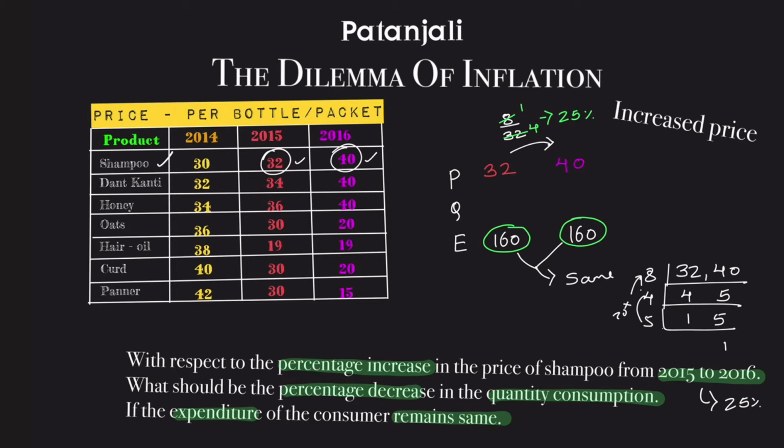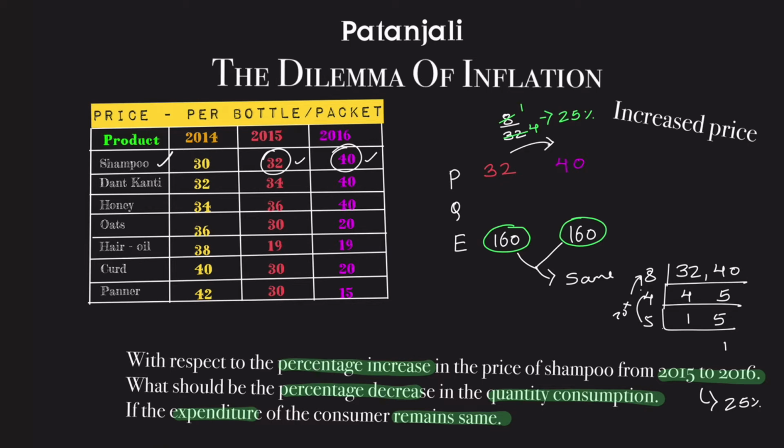You can also take your 100, 100. You can also take your 300, 300. Any two numbers that are the same, because the question is given in percentage and they are asking you to answer in percentage, so we can assume the expenditure of our choice. But I'll take the expenditure as 160 because it's the LCM of 32 and 40 and it will be easier for me to calculate and get the answer.